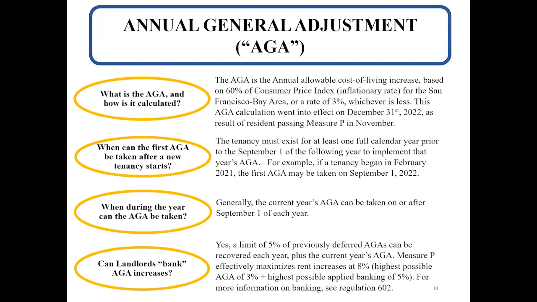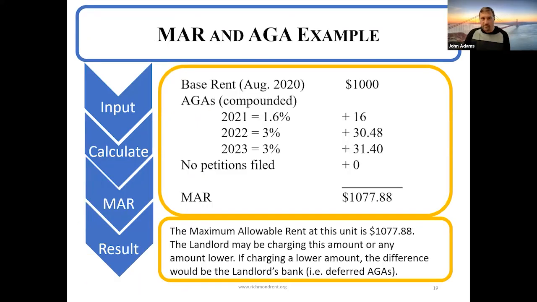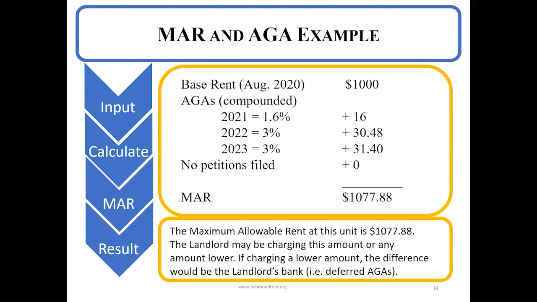Eso quiere decir que en ese año el propietario podría usar 8%, que es 5% más 3%, y le quedaría 4% en su banco para el próximo año fiscal. So let's look at another example of how this might work. So for example, if your base rent was $1,000, veamos otro ejemplo de estas calculaciones.